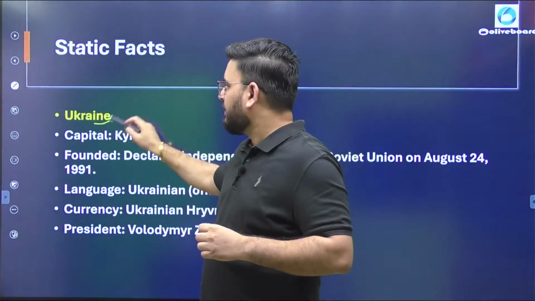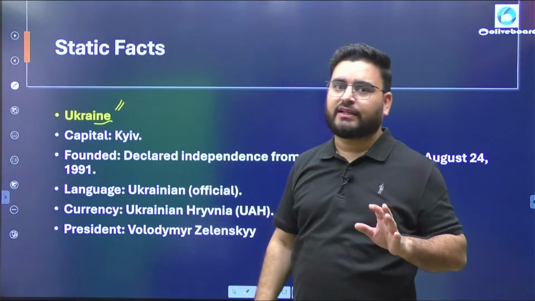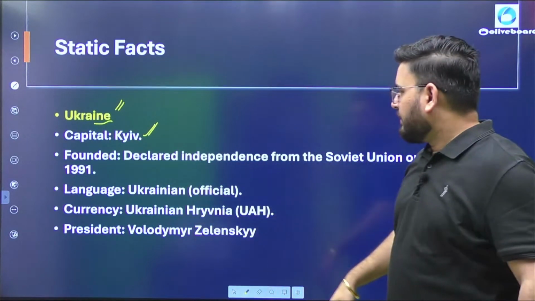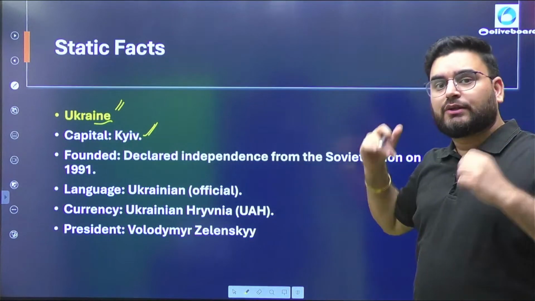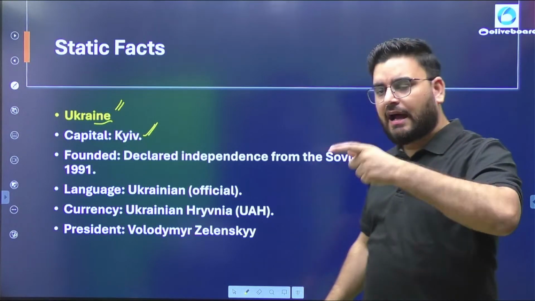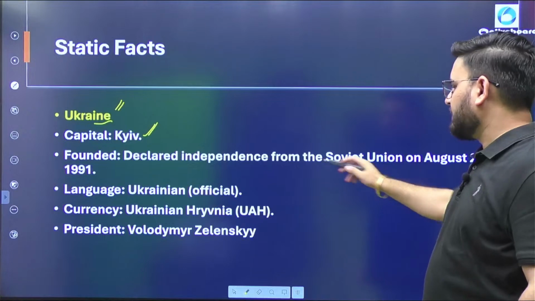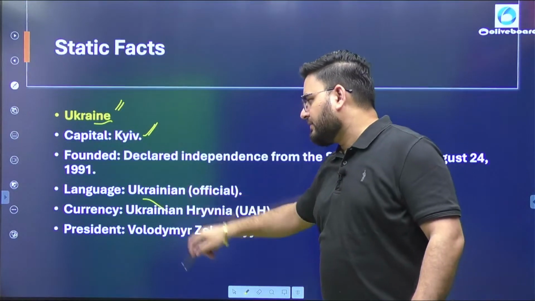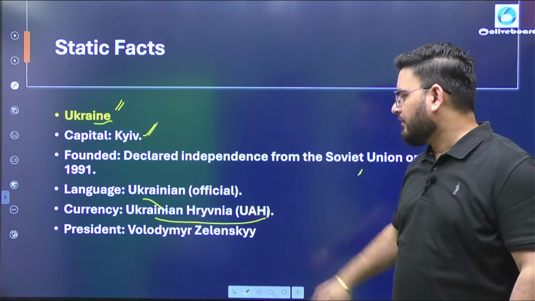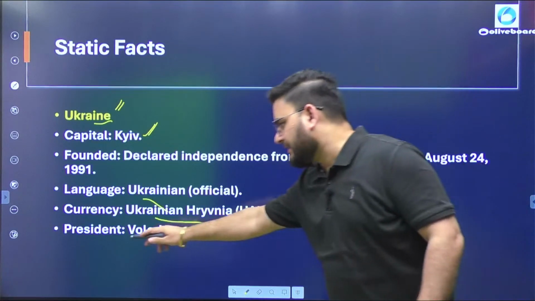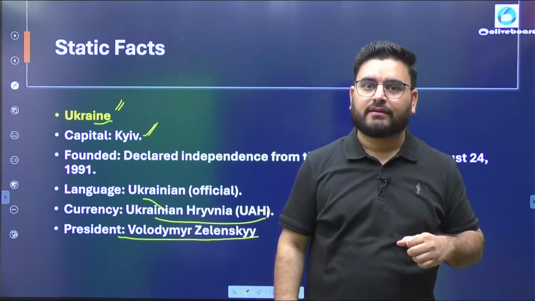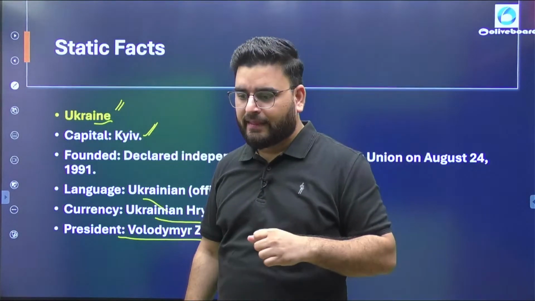Now about Ukraine, this country has been in the news for the past 2 to 3 years, so you have to remember the capital. The capital is Kyiv. It was part of the erstwhile USSR, and in 1990 the USSR split. After that, Ukraine came into existence in 1991. Ukrainian is the official language. The currency is the Ukrainian hryvnia. The president of Ukraine is Volodymyr Zelensky, a former comedian. You might have known this.